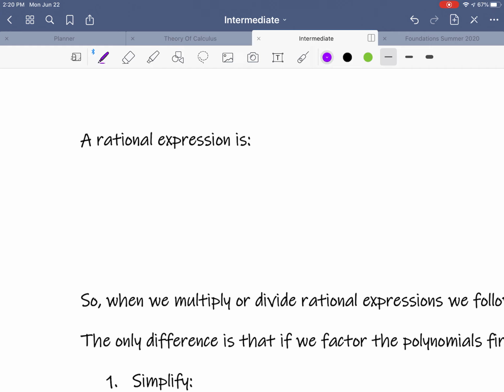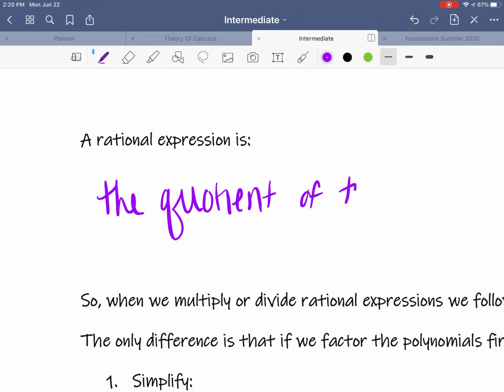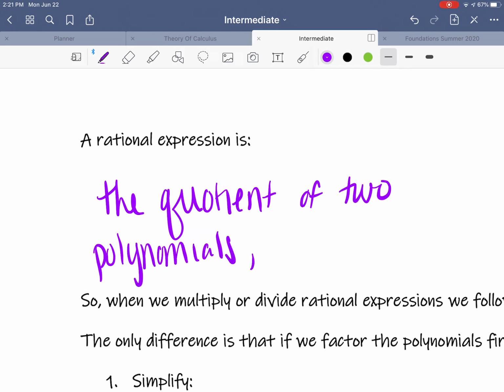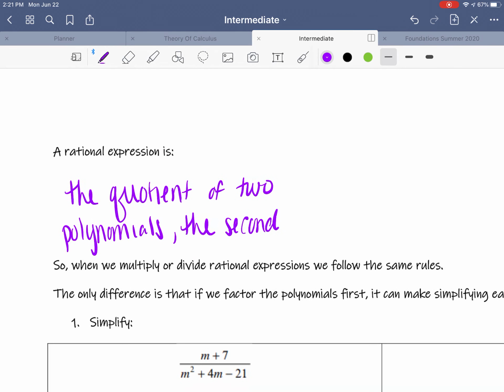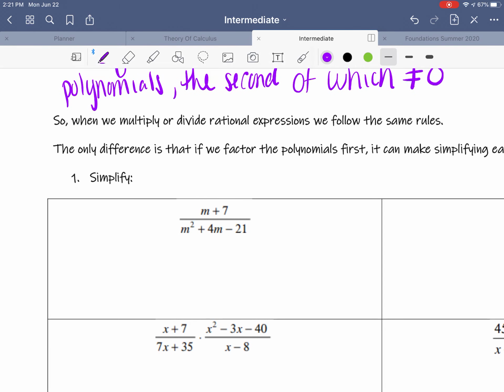A rational expression is the quotient of two polynomials, the second of which does not equal 0. And so if we're going to multiply or divide rational expressions, it follows the same rules as multiplying or dividing fractions, because a rational expression is just a fraction. So here's a couple examples here.